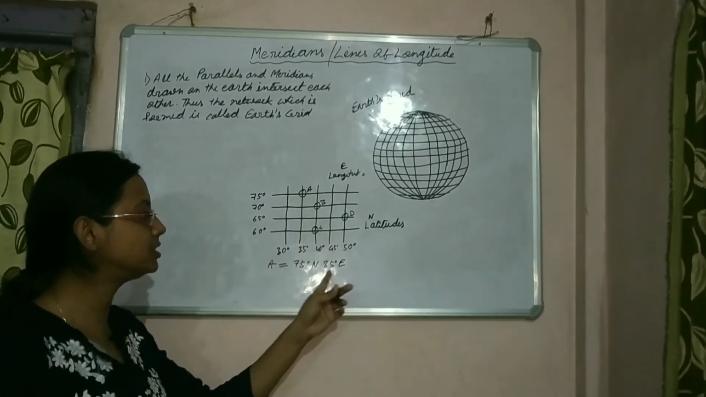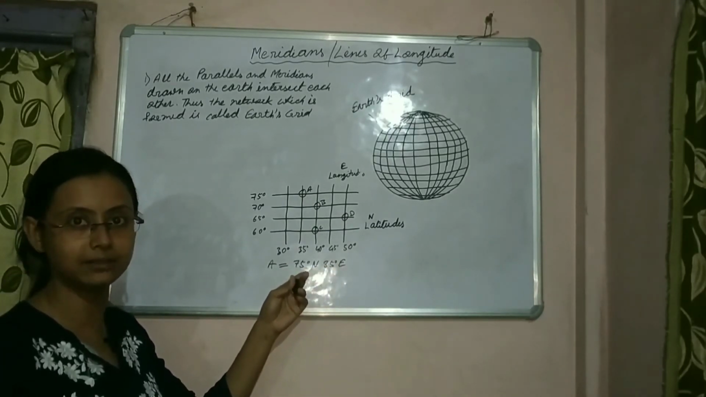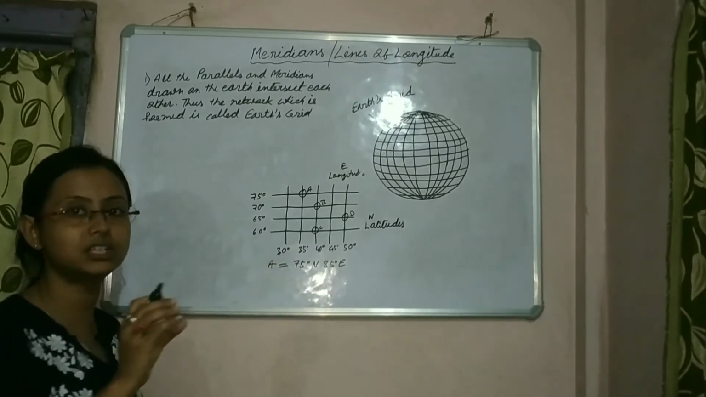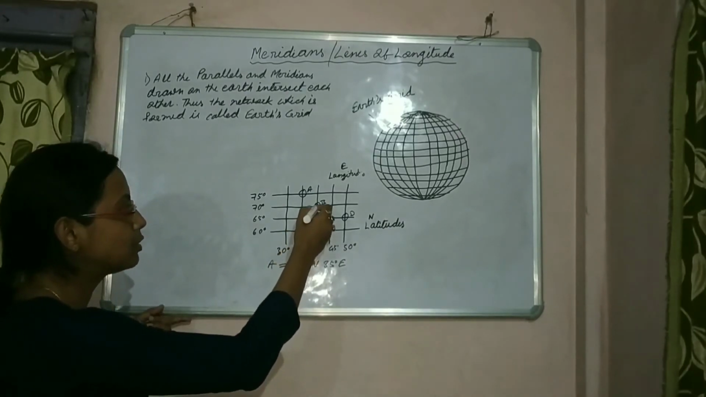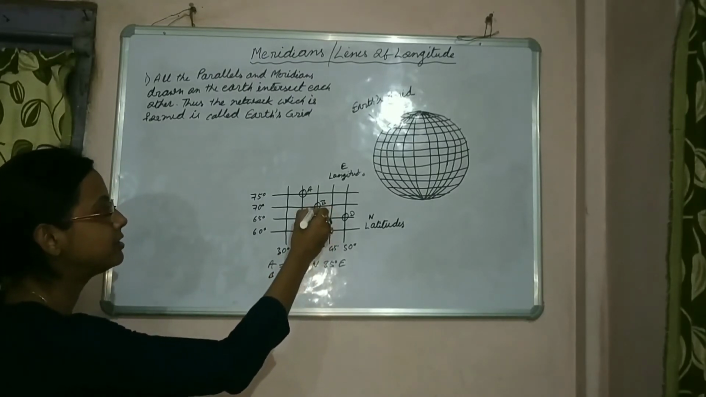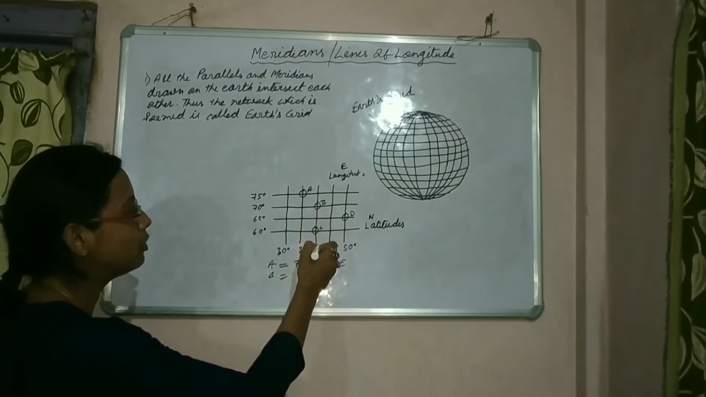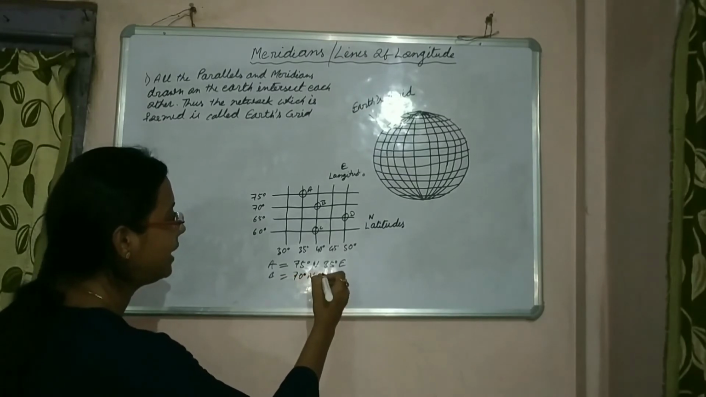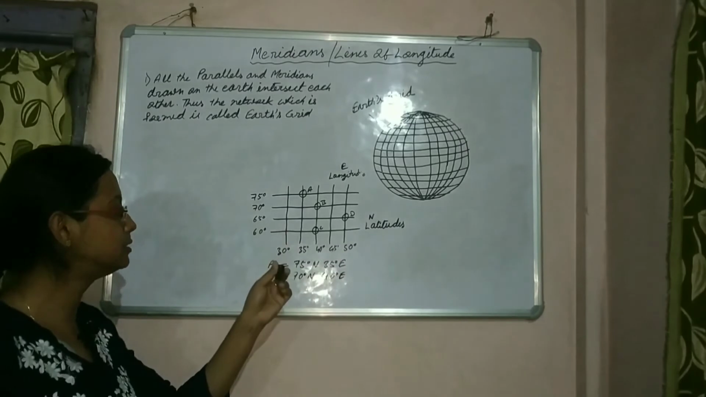And these figures are called the coordinates of a place, that means they give us the location of a particular place. Similarly, what will be the coordinates of place B? Place B is the point where the parallel line of 70 degree N latitude intersects 40 degree east longitude. So 70 degree N and 40 degree east is the coordinate of place B.